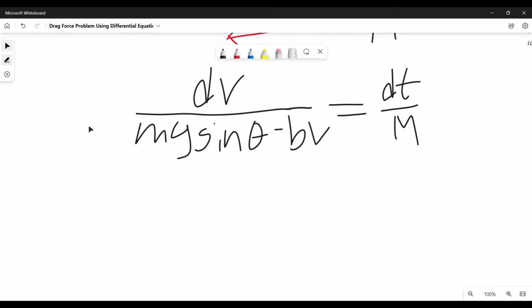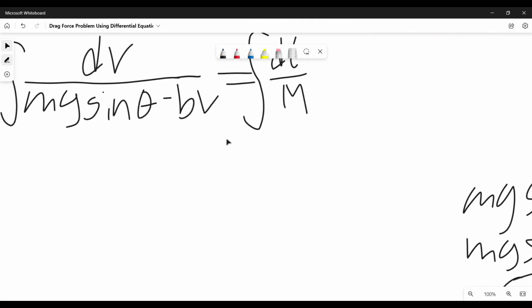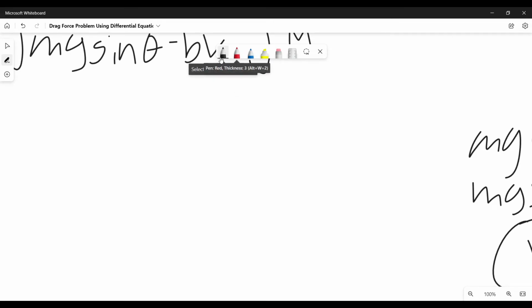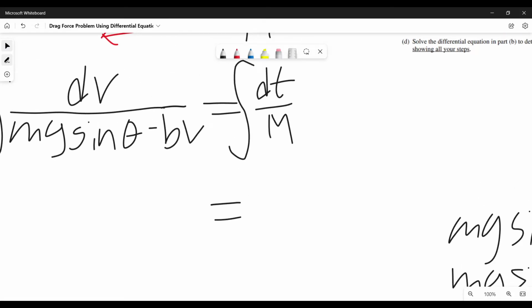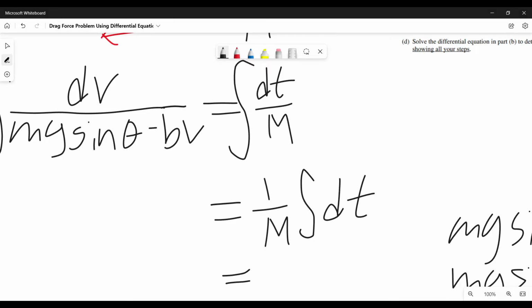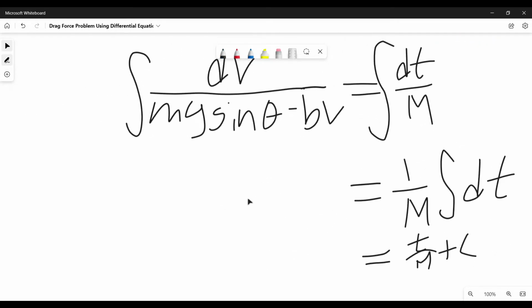So first of all, we can add our indefinite integrals right here. So let's do the right-hand side first because it's easier, of course. The integral of dt over m is basically 1 over m times the integral of dt, which of course is t over m. But since we don't have a definite integral, we have to add a constant c.